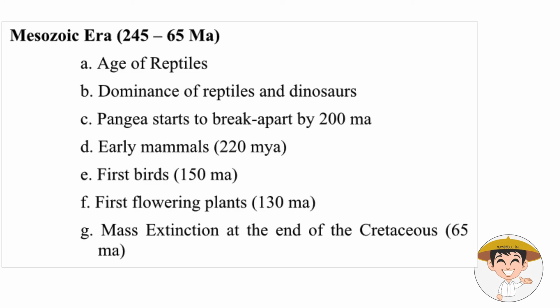Next, we have the Mesozoic era after the Paleozoic. It is also called the age of reptiles, the dominance of reptiles and dinosaurs. Pangaea starts to break apart by 200 mega-annum. Pangaea is the largest continent. Early mammals exist at 200 mega-annum. Then the first birds at 150 mega-annum. Then the first flowering plants at 130 mega-annum. Then the mass extinction at the end of the Cretaceous, at 65 mega-annum.